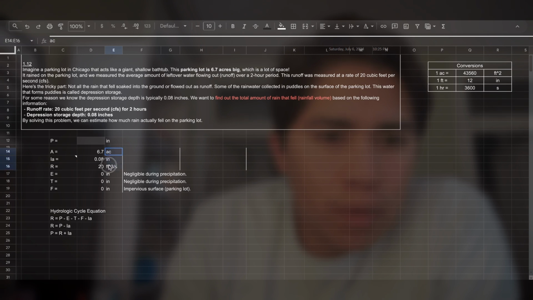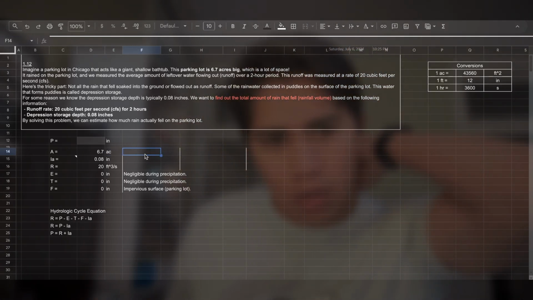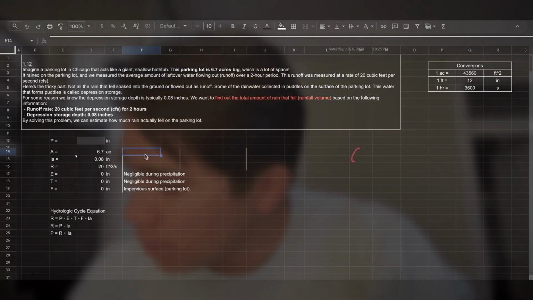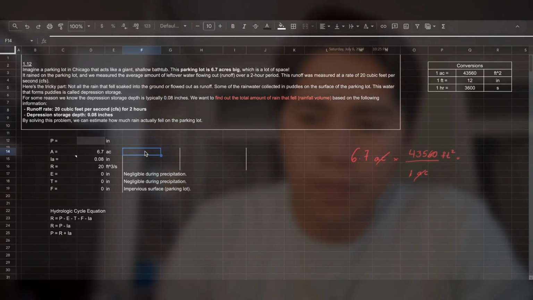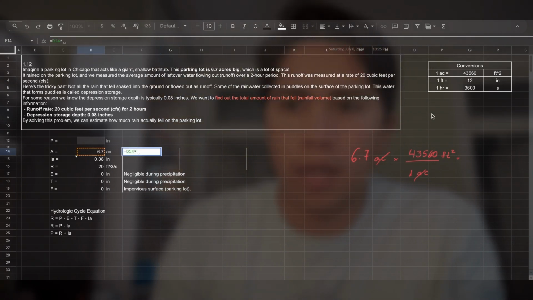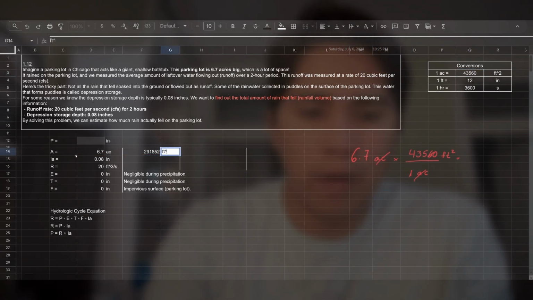Okay, so now we need to get these values to match. We want to express precipitation in inches, so it would be smart if we start changing all these values into inches, right? So let's start with the area. If we have 6.7 acres, in 1 acre we have 43,560 square feet. We cancel acres, we can multiply 6.7 times 43,560, and this will be the area in square feet.